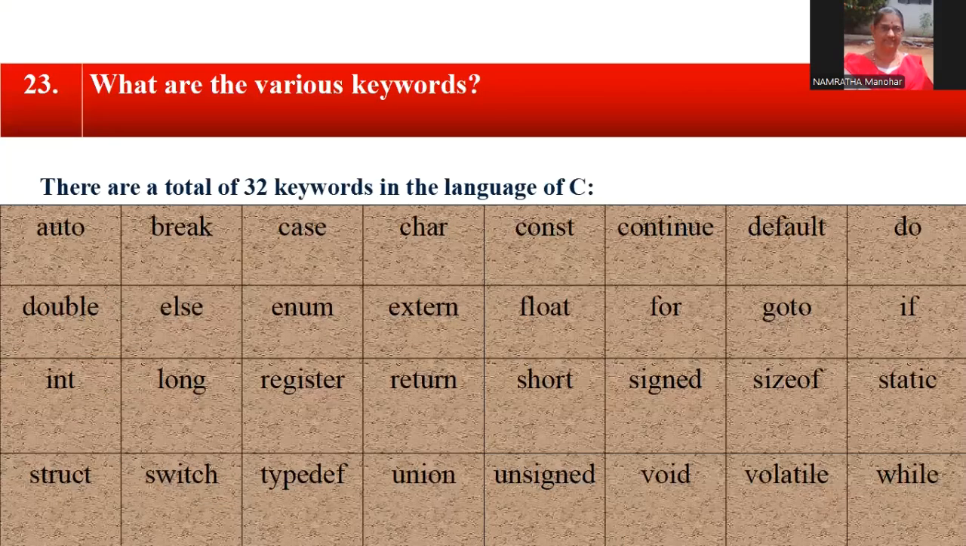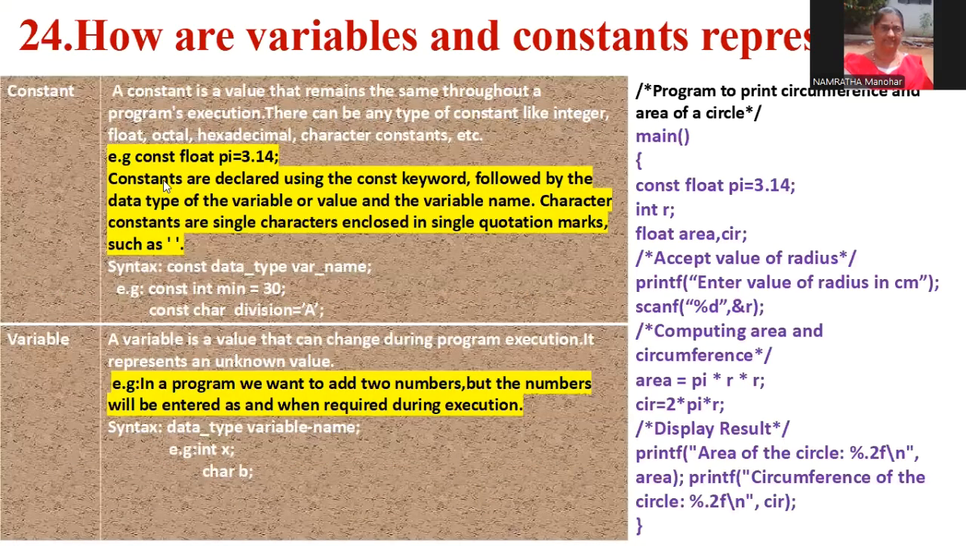Now, coming to question number 24. How are variables and constants represented? Constant. A constant is a variable which remains the same throughout the program's execution. There can be any type of constant like integer, float, octal, hexadecimal, character constants, etc. So how do we specify the constant? Example, const float pi is equal to 3.14.